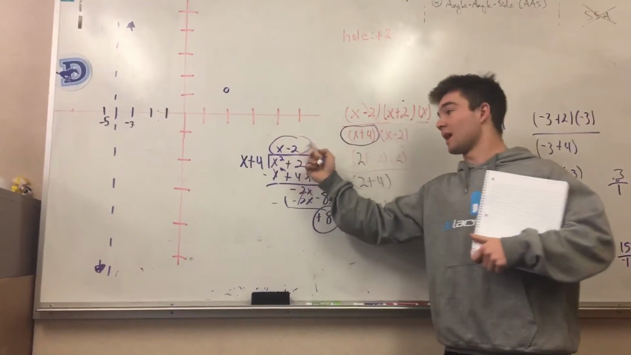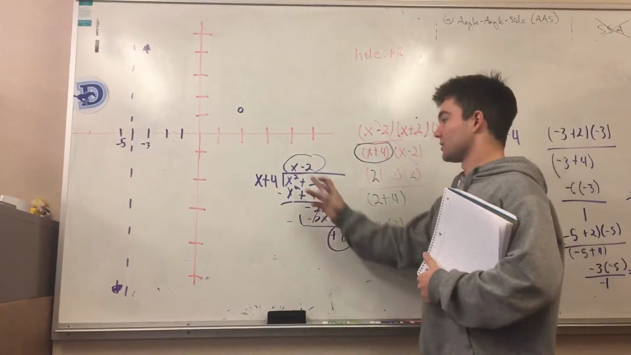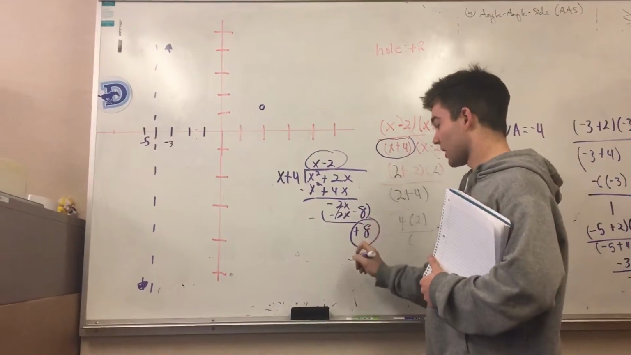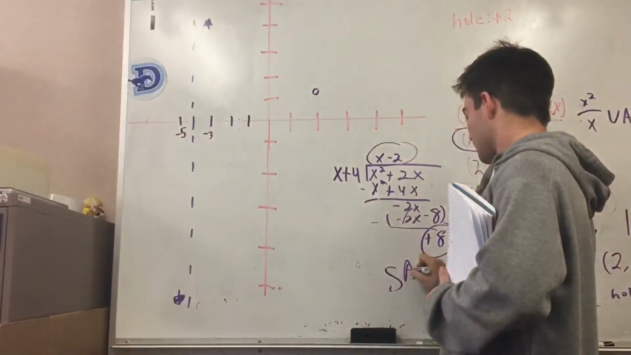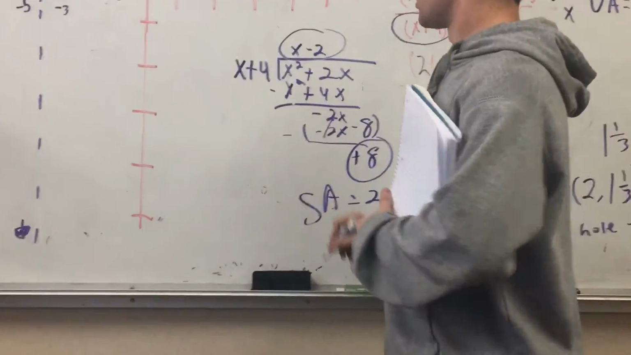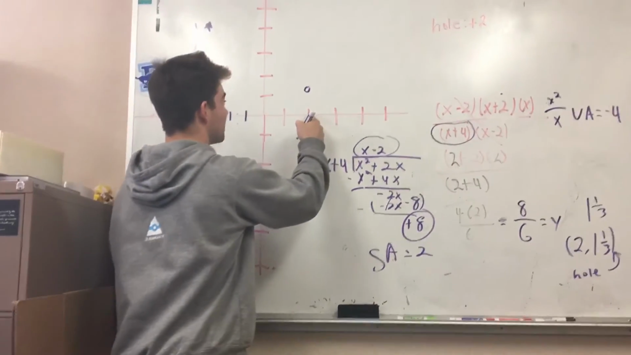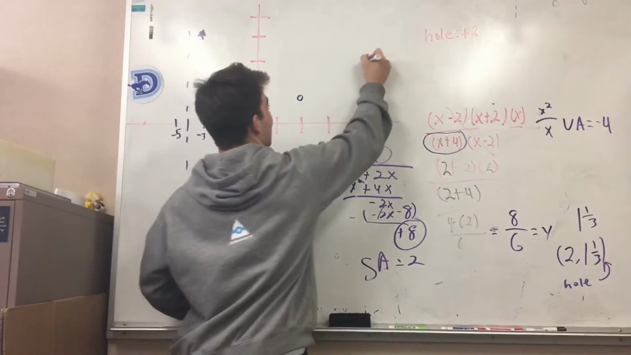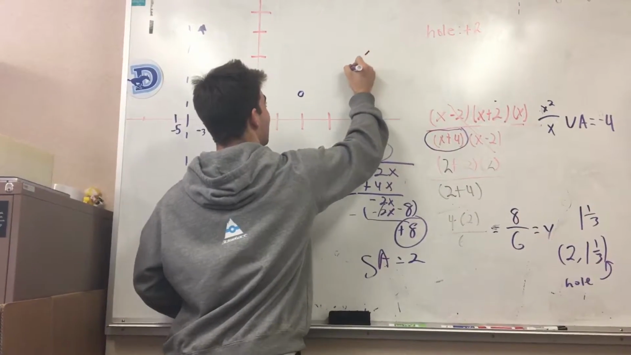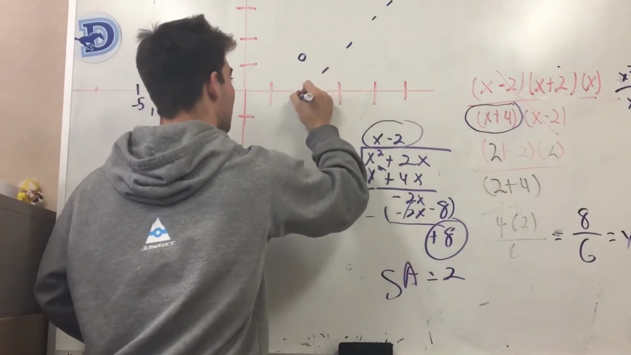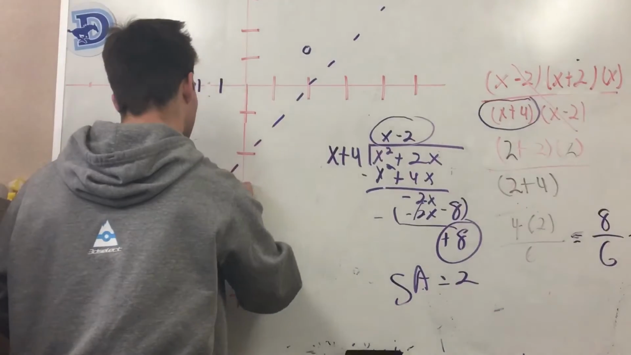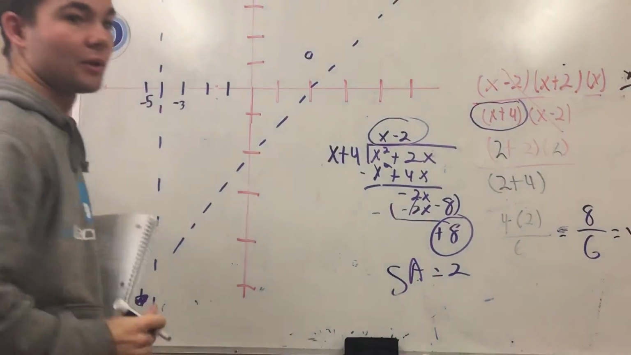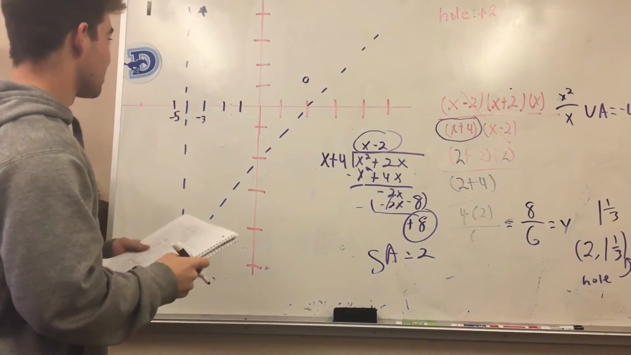That is our slant asymptote. So since it's x minus 2, our slant asymptote is positive 2. So right here is positive 2. So our slant asymptote is going to look something like this. Cool. So that is what our slant asymptote is going to look like.